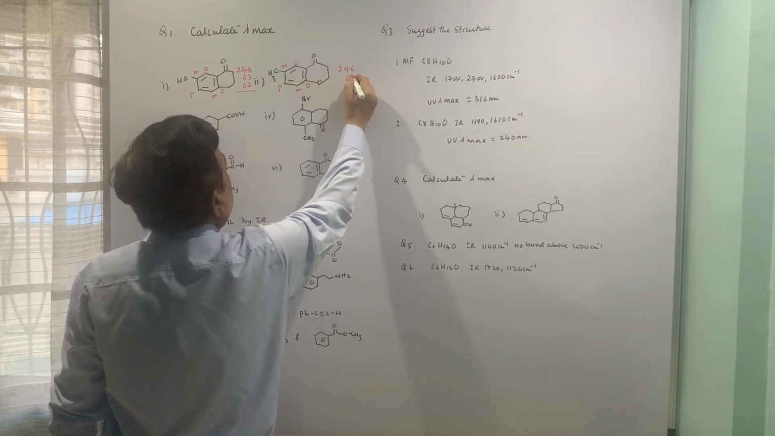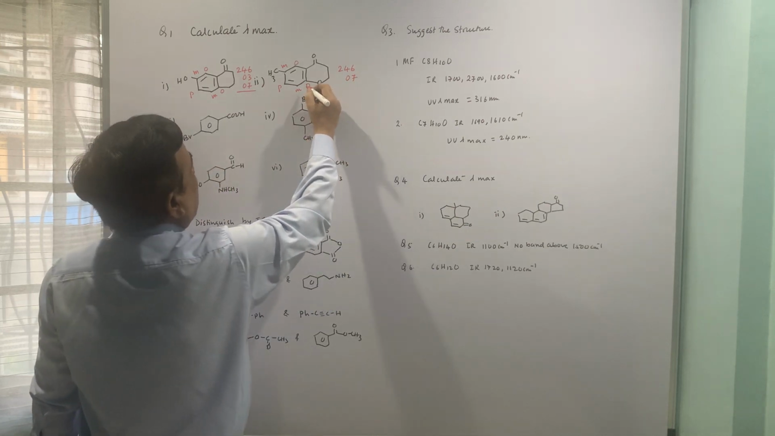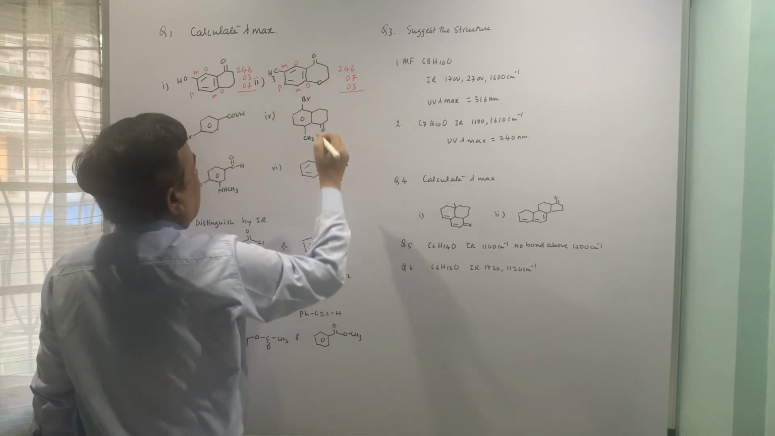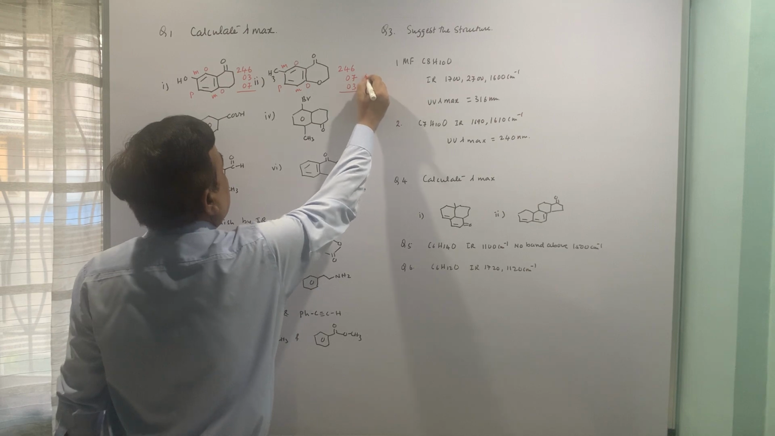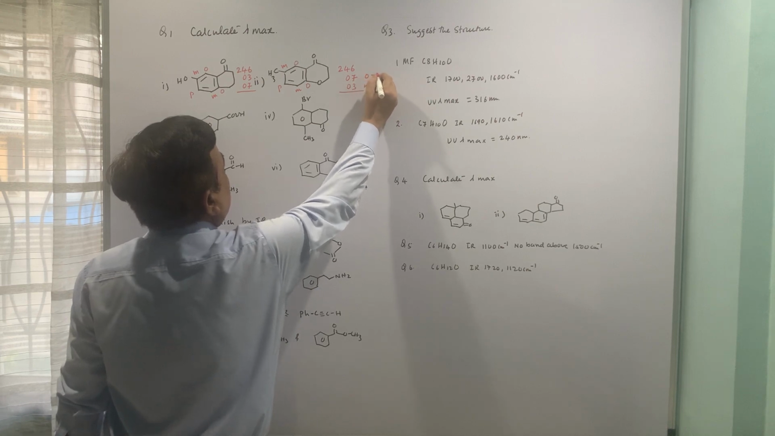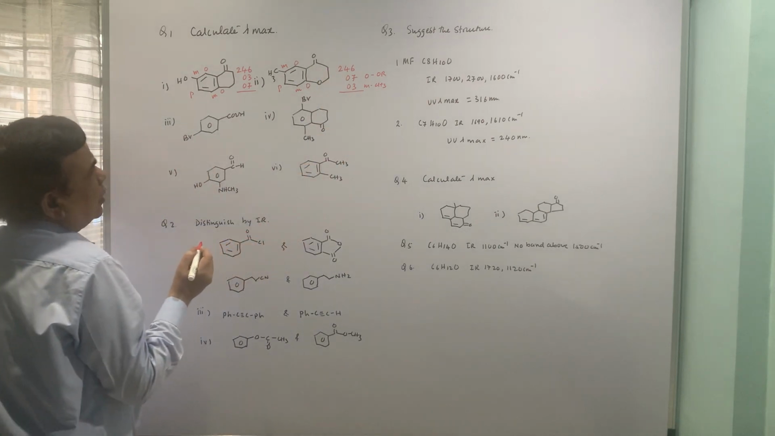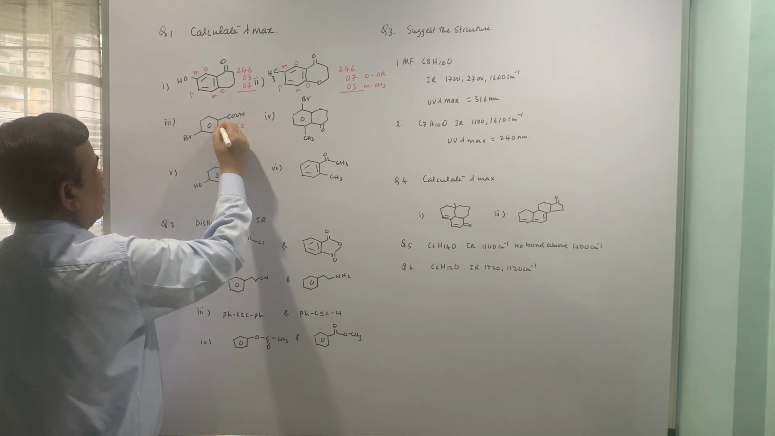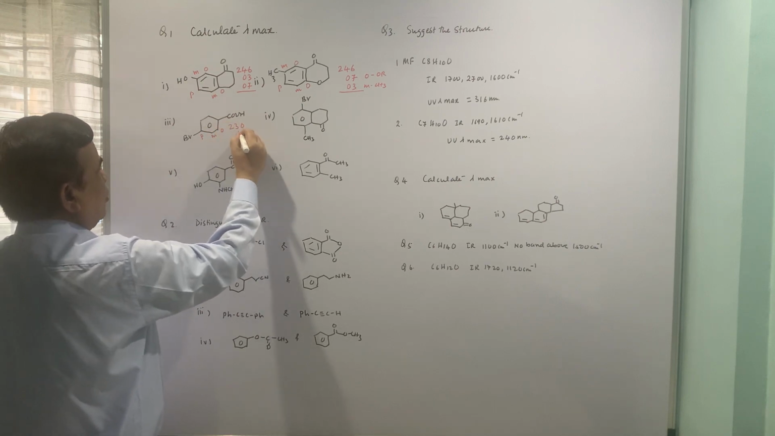Then this is 7 for OR. CH3 is 3. That is meta CH3. This is ortho OR, because this is as good as OR. Then coming to this, it is 230, ortho, meta, para, and bromo is 15.